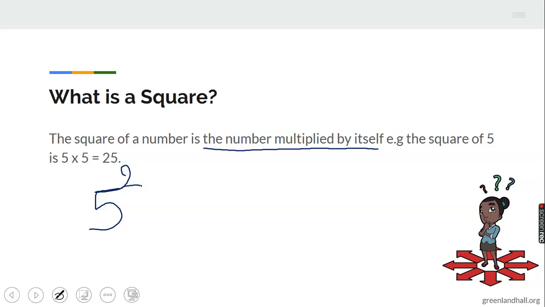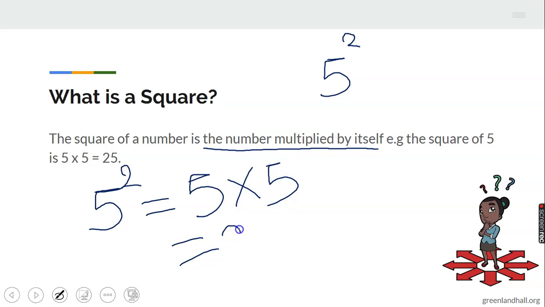So the square of 5, that means 5 square. What this means, to find this, is that the number will multiply itself. That is all there is to the definition of a square. The square of a number is a number multiplied by itself. So 5 is the number because they've asked us what's the square of 5. 5 multiplied by itself, 5 times 5, that gives me what? 25. Period. Can you see how easy it is?